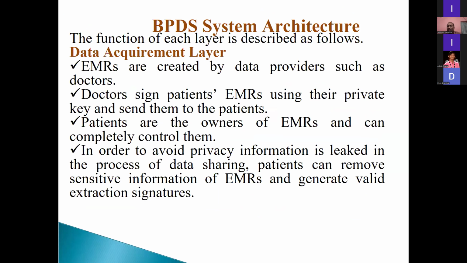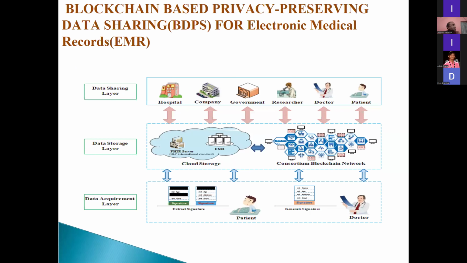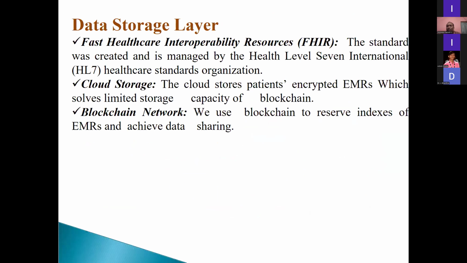Listen very carefully. This is very, very important. So here there are 3 layers. One is the data acquisition layer, another is the data storage layer, and the upper layer is the data sharing layer. There we can share our data with a specific person, who may be a doctor, a researcher, or a government, whoever wants data. If that is permitted, then only we can give the data to the hospital or company or government or researcher. So this is the blockchain structure we are having.